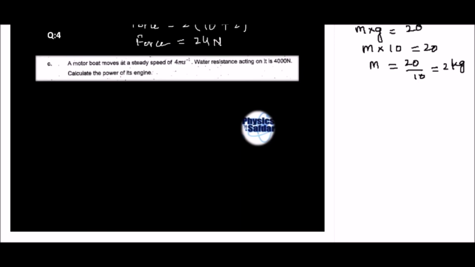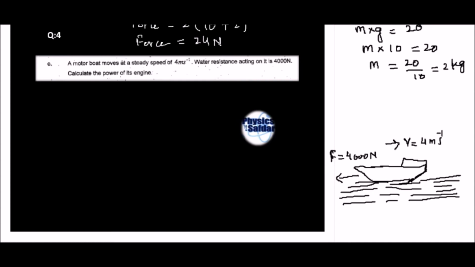Section C, question number 4 and part C. A motorboat moves at a steady speed of 4 meters per second. Water resistance acting on it 4000 Newton. Calculate the power of its engine. Look at this diagram. A boat is moving with the steady speed 4 meters per second and the water resistance acting on the boat 4000 Newton against the direction of motion. This is the direction of motion and this is the direction of force acting. We need to calculate the power of the engine.